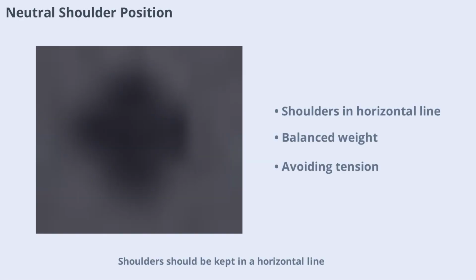Shoulders should be kept in a horizontal line, with weight evenly balanced when seated. Avoid lifting shoulders toward the ears or hunching them forward, as these positions can cause tension and discomfort. Sitting with weight on one hip should also be avoided. Maintaining a neutral shoulder position supports proper posture and reduces the risk of musculoskeletal problems, ensuring the clinician can perform procedures with precision and ease.